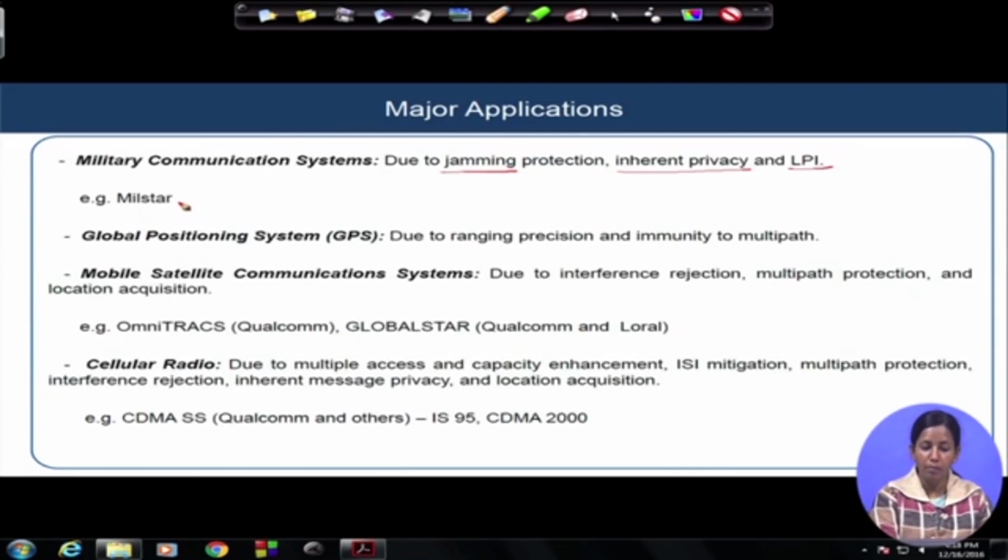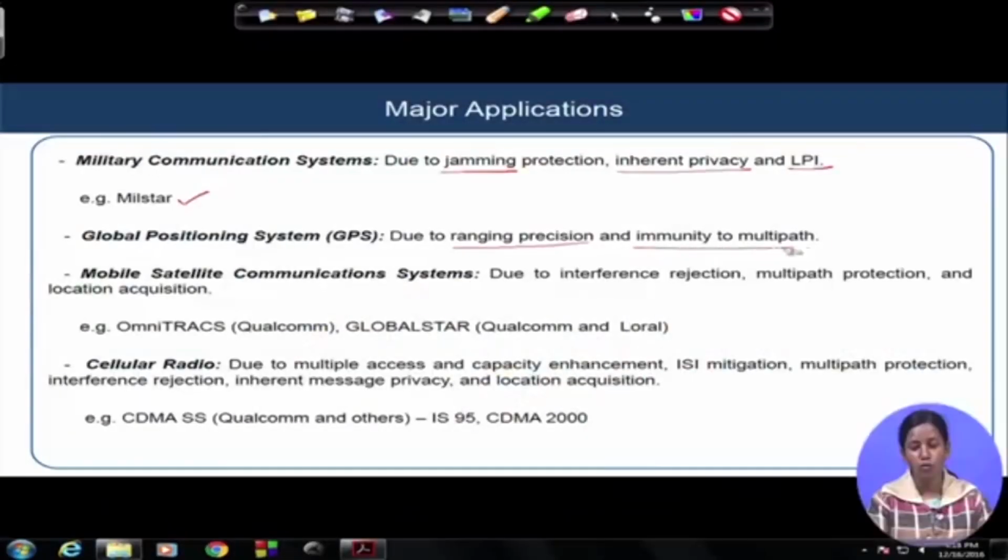A very good example of such a system is Belstar. It is also used in the global positioning system, because GPS is very famous for giving us ranging precision, timing alignment over multiple users, and immunity to multipath also. So, GPS based timing and GPS based localization we use in our day-to-day life.